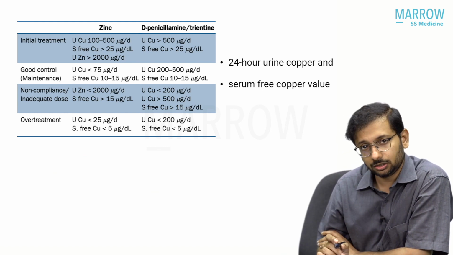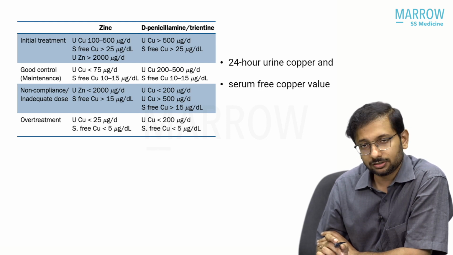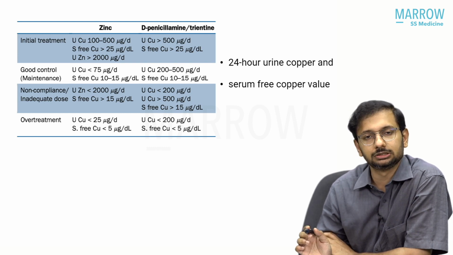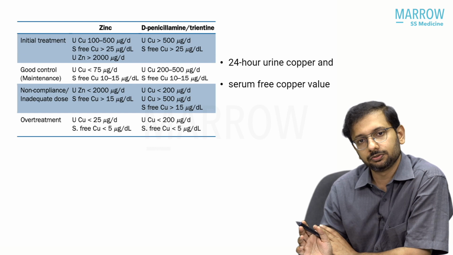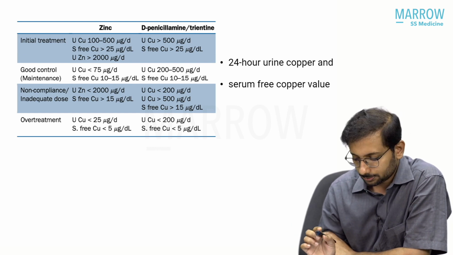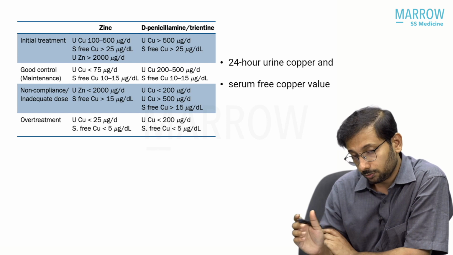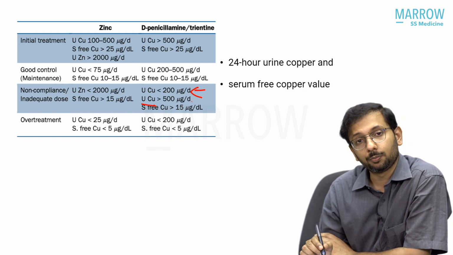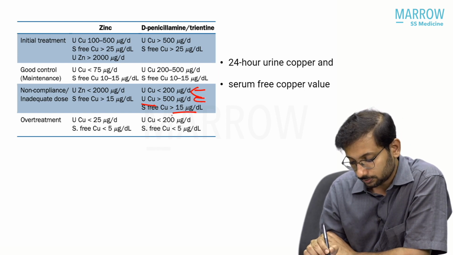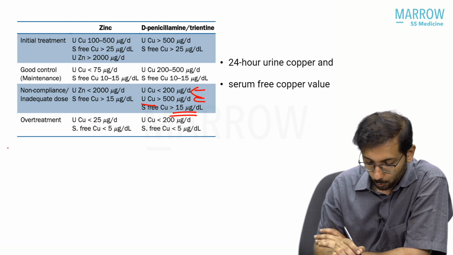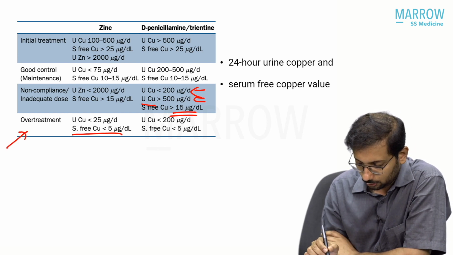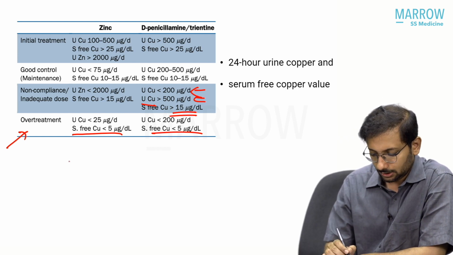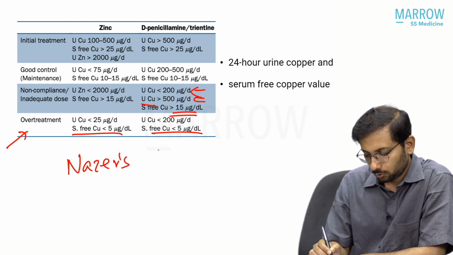What happens if you suspect non-compliance or your treatment is inadequate? With zinc it is very simple: just see urine zinc, and if it is less than 2000, and serum copper more than 15, you know it is non-compliant. With chelation, urine copper would have decreased, to less than 200, in non-compliance. And for an inadequate dose, urine copper would be more than 500, whereas serum free copper is more than 15 micrograms. Over-treatment occurs when free copper is less than 5.